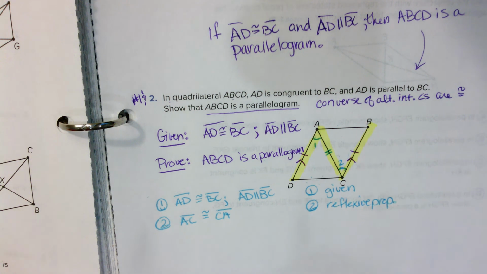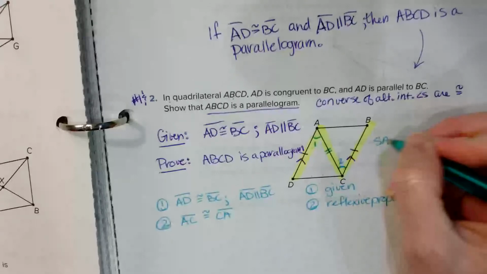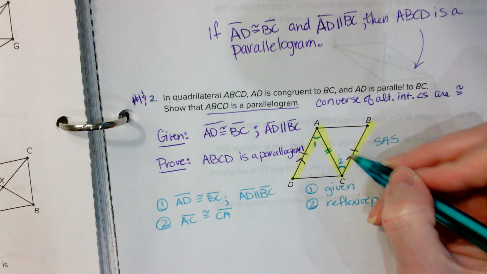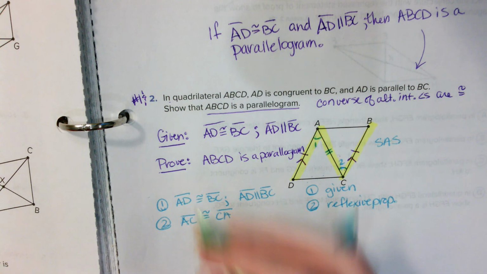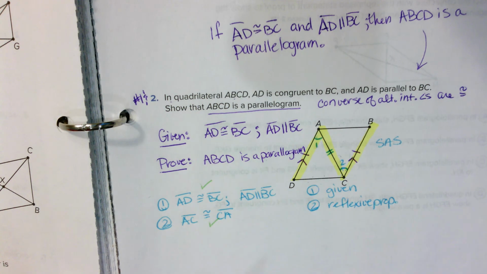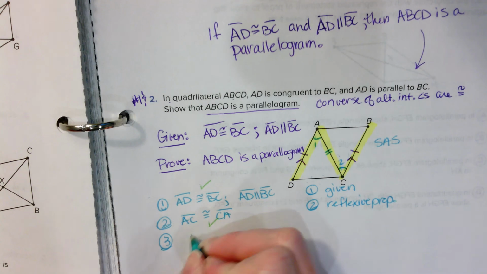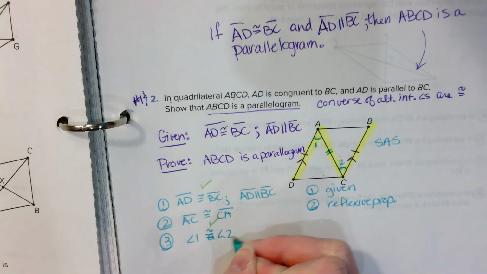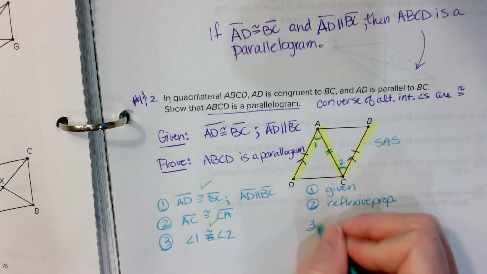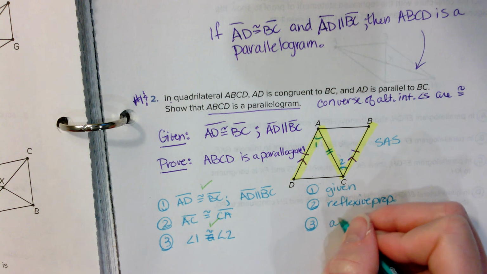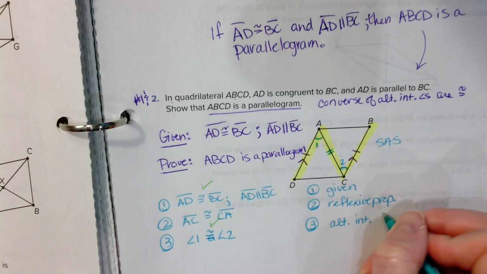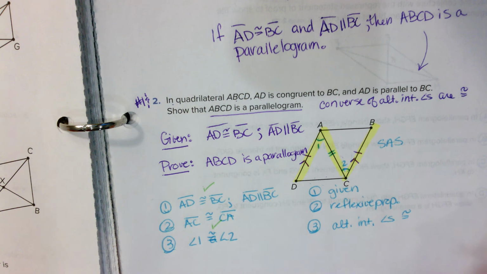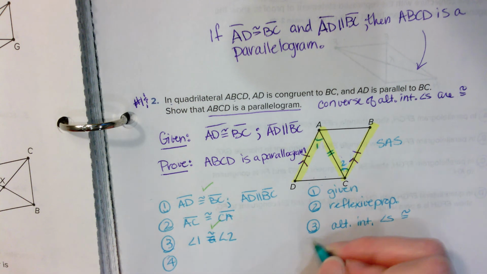So I've got 2 parts of my statement. I remember I'm using side angle side for this. So I've got a side, I've got my other side. What I don't have in here are my angles yet. So let's get my angles in here. I called it angle 1 congruent to angle 2 to make it easy to name. And that's because I have alternate interior angles congruent. So now I can say my two triangles are congruent.